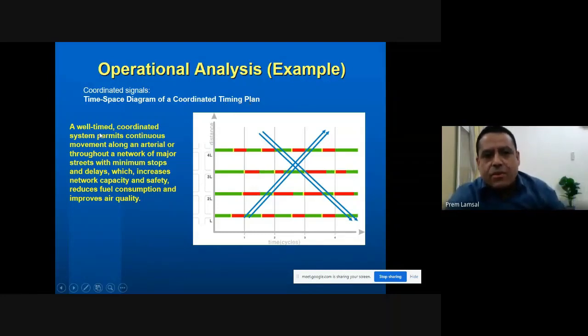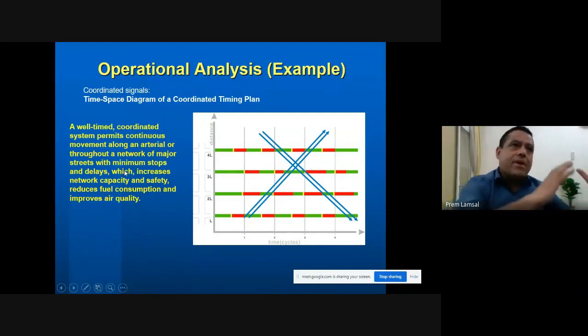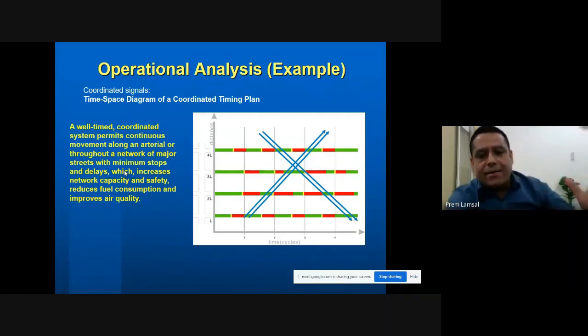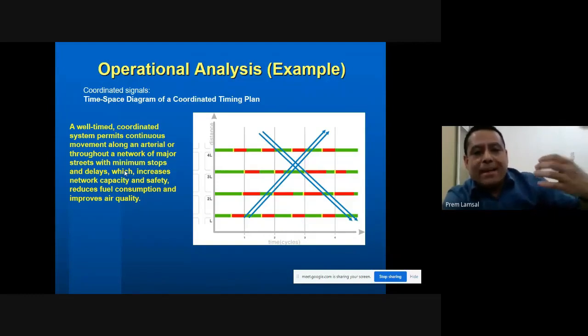Normally, a well-timed coordinated traffic signal system permits continuous movement along the arterial or throughout the network of major roads. Wherever we have a large volume carried by the arterials, we normally design with a coordinated system so that signals can communicate with each other and be green continuously for the flow, and they can allow all the vehicles to pass.